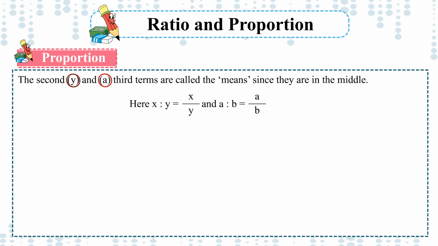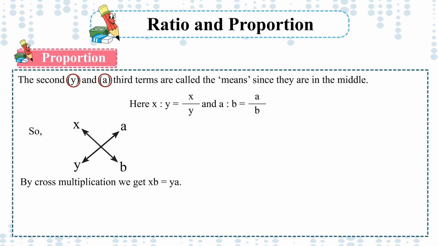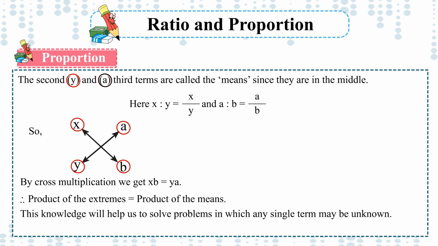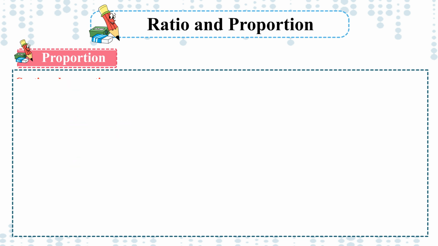Here x ratio y is equal to x upon y and a ratio b is equal to a upon b. So, by cross multiplication we get xb equal to ya. The product of the extremes is equal to the product of the means. This knowledge will help us to solve problems in which any single term may be unknown.